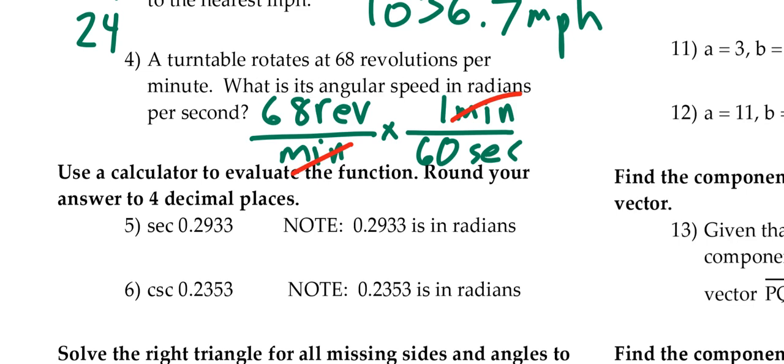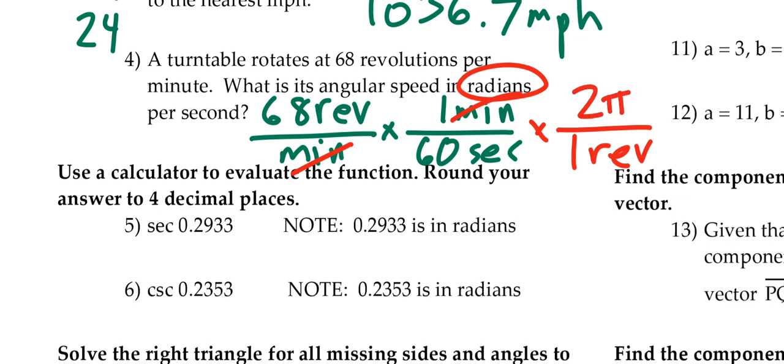But we want angular speed. So, 1 revolution. Now, would you like to do this in radians or degrees? Oh yeah, it says radians. Good point. It's actually easier if you do it in radians because we know there's 2 pi radians in every revolution.